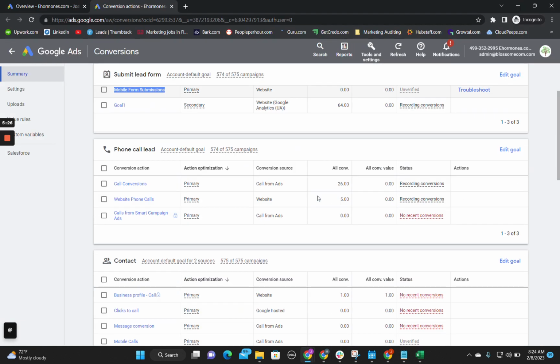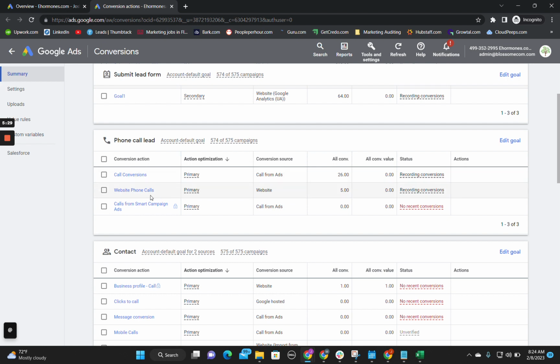Ready? Call conversions needs a conversion value, and website phone calls also needs a conversion value. Now here's another thing. So this is a conversion source from a website, and this is conversion source calls from ads. There could be some overlap here. So this 5 could be attributing to this. So this could really be maybe 21, and this could be 5. Meaning that 21 people could have called by seeing the ad, and then the other 5 people could have clicked on the ad, ended up on the website, then called. So there could be some overlapping conversion tracking there as well. We're going to want to make a note of that.